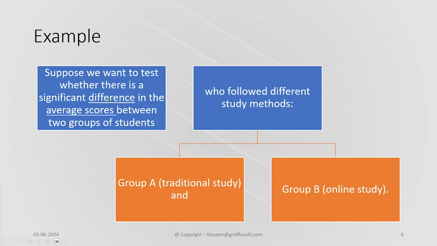All right, so let's take an example here. Suppose we have a data set and we would like to check if there exists a significant difference in the average scores between two groups of students. For example, one group followed a traditional method of study, and the other used an online method of study. Group A performed and there is a score. Similarly, group B also performed, and we have a series of scores for group B.